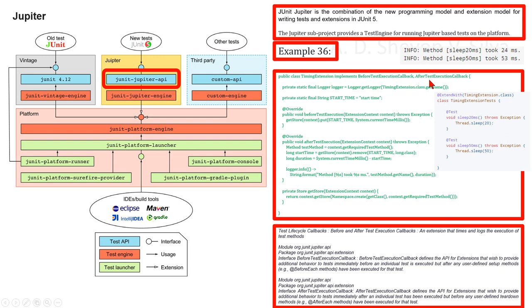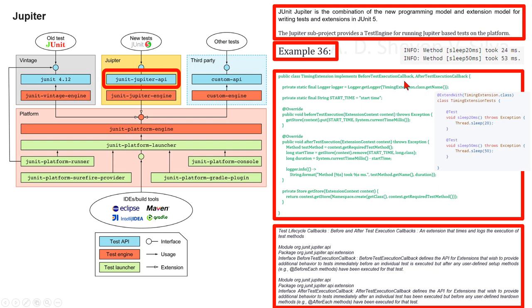Interface AfterTestExecutionCallback in package org.junit.jupiter.api.extension in module org.junit.jupiter.api defines the API for extensions that wish to provide additional behavior to tests immediately after the individual test has been executed, but before any user-defined teardown methods, for example @AfterEach methods, have been executed for that test.